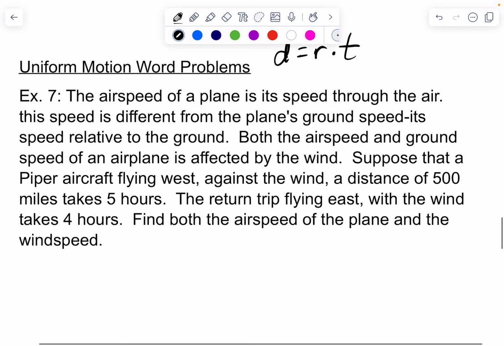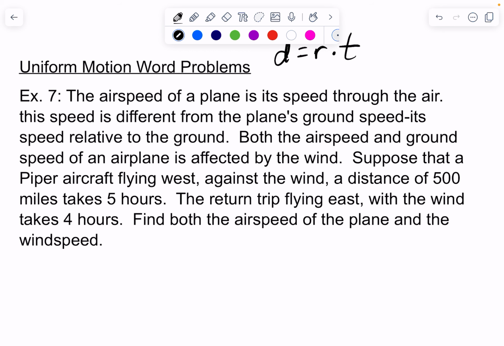The airspeed of a plane is its speed through the air. This speed is different from the plane's ground speed, its speed relative to the ground. Both the airspeed and ground speed of an airplane are affected by the wind. Suppose that a Piper aircraft flying west against the wind, a distance of 500 miles, takes 5 hours. The return trip flying east with the wind takes 4 hours. Find both the airspeed of the plane and the wind speed.